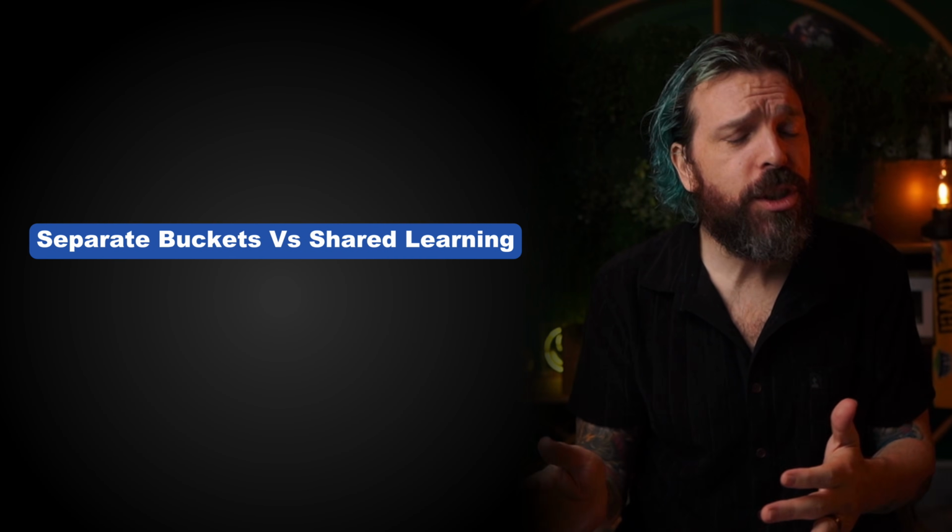Separate buckets versus shared learning. There's one really important thing to understand about how Meta learns. When you run ads one by one, every single ad learns on its own. Each post ID has its own data, its own learning, and its own history and social proof. Think of it like this. Every ad is filing its results into a separate bucket, and those buckets don't talk to each other.